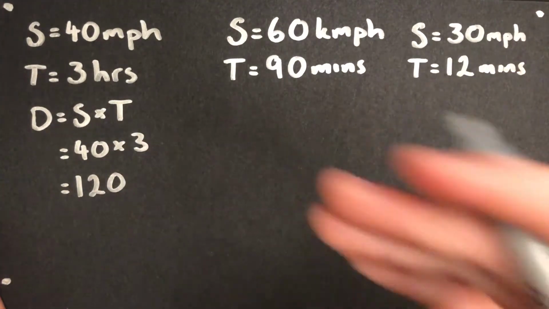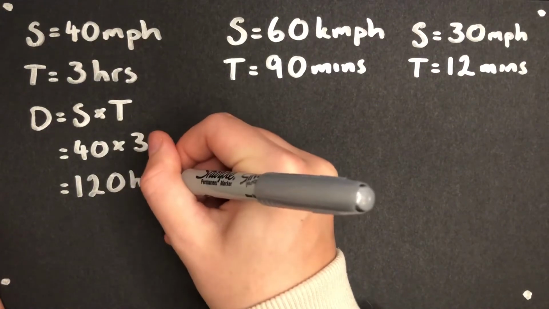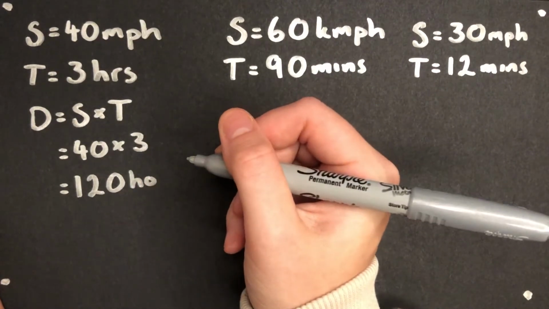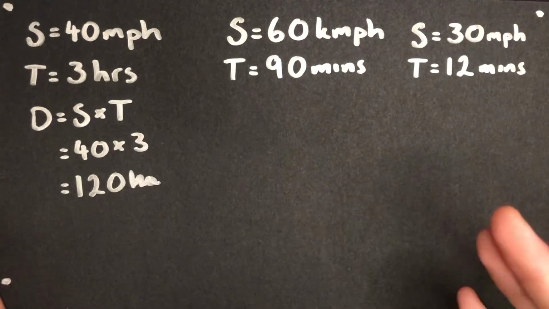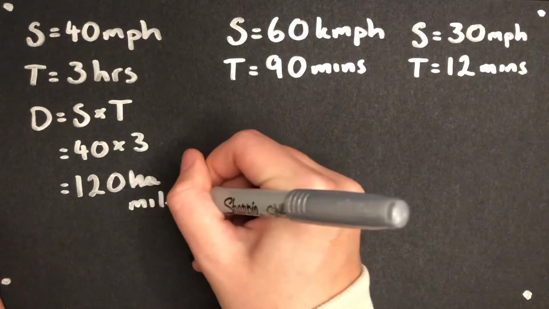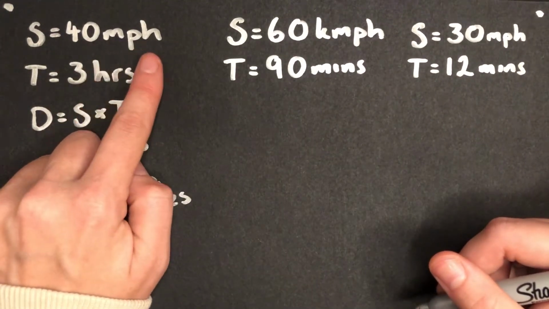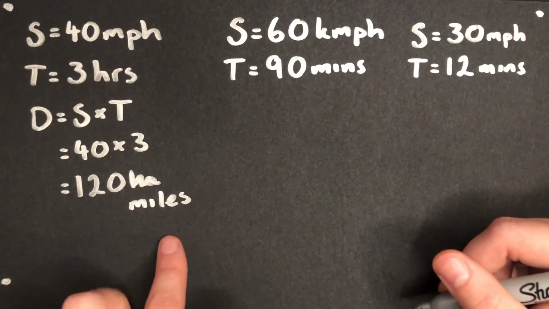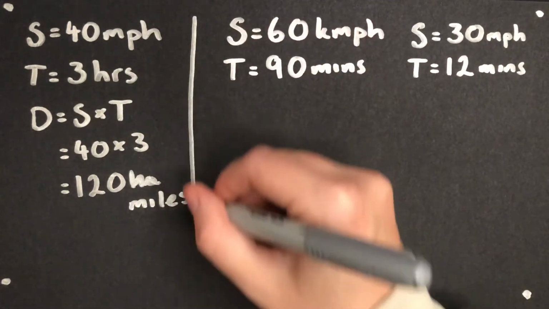120 watts, 120 hours. So I need to show that. Wait a second. This is a distance. Hours is not a distance. 120 miles. There we go. And I get that from the question because it was miles per hour. So 120 miles. Okay, that's one sum done.